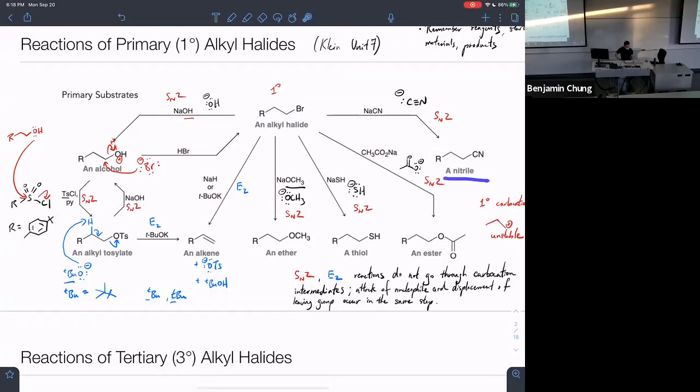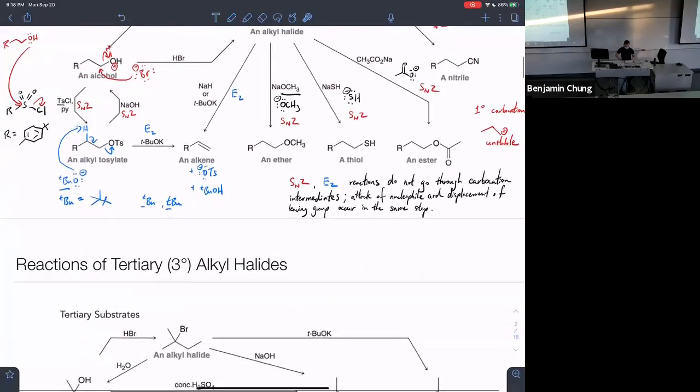So here is actually one that you've learned already. When you use cyanide as a nucleophile, you are in fact forming a carbon-carbon bond in an SN2 reaction. So this is just one example of that. We good? Okay.